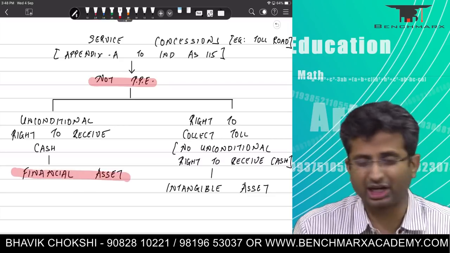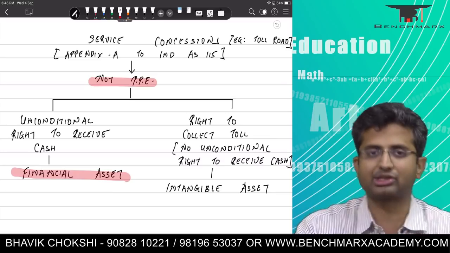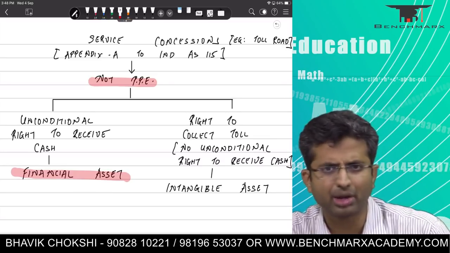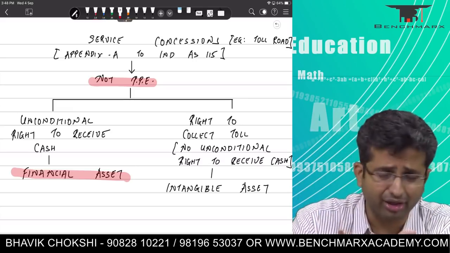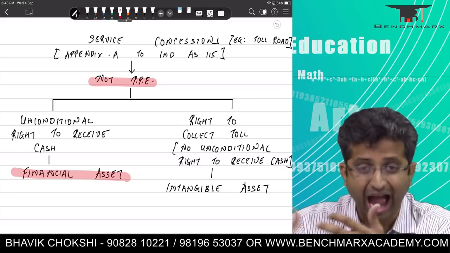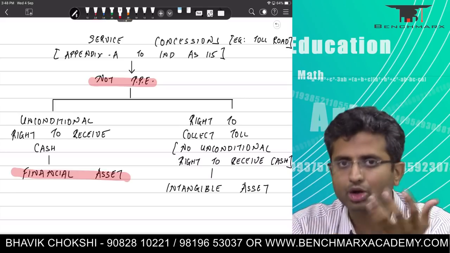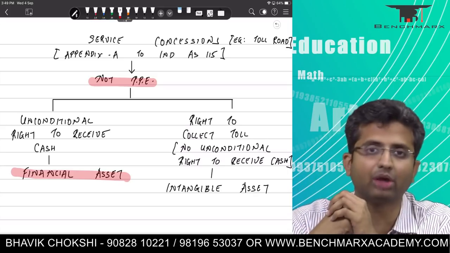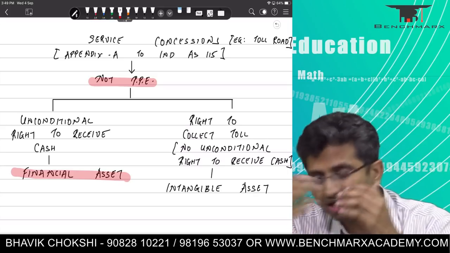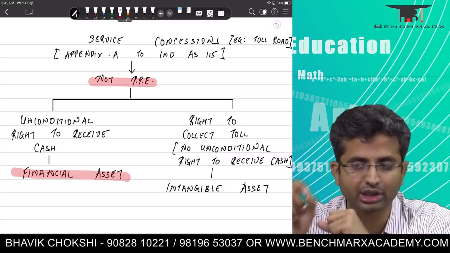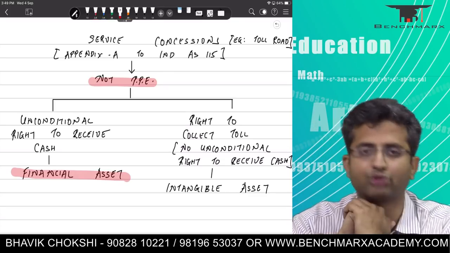So in such a case, you will recognize revenue, and against that, you will recognize a financial asset. So you will pass the entry: financial asset or receivable account debit, to construction revenue, as and when you construct, because what you get on construction is a contractual right to receive 2,000 crores from the government. On the other hand, suppose the government does not give you a right to receive cash. So you cannot say that you have a financial right to receive 2,000.